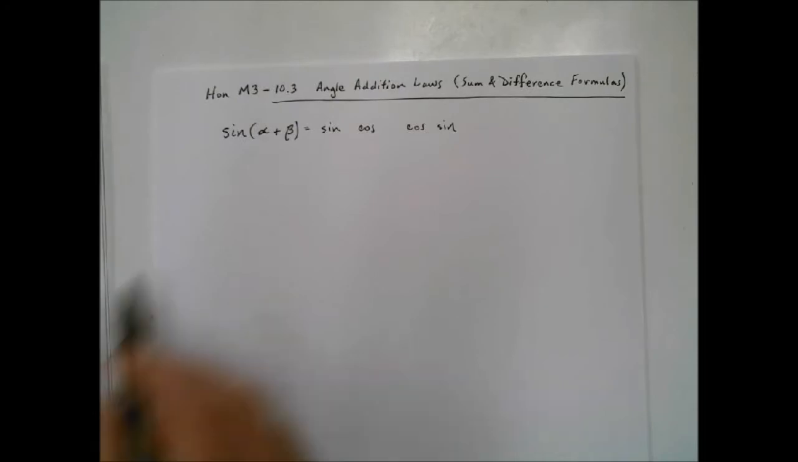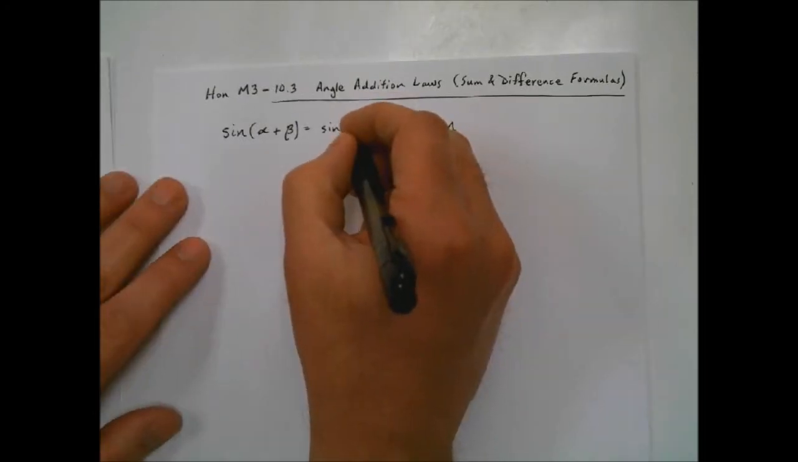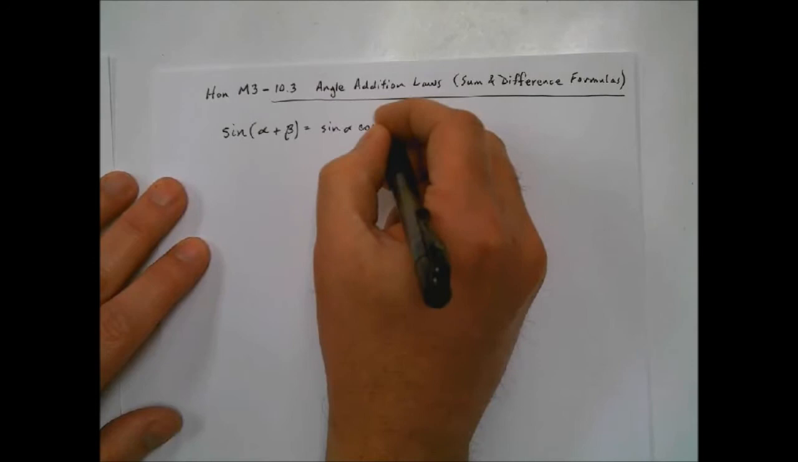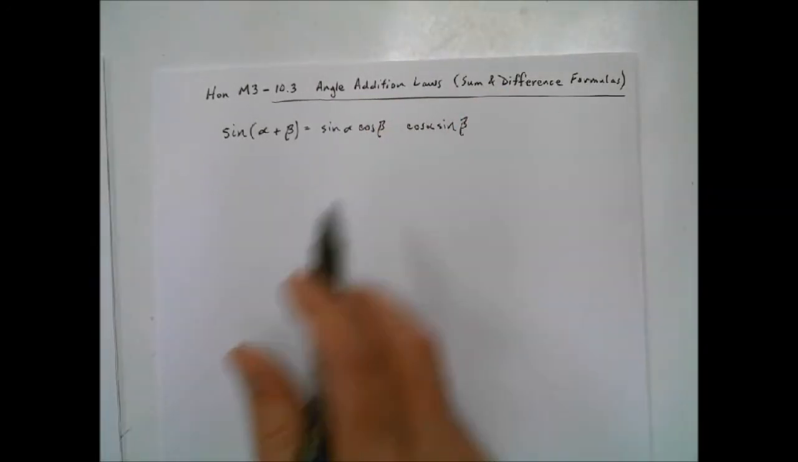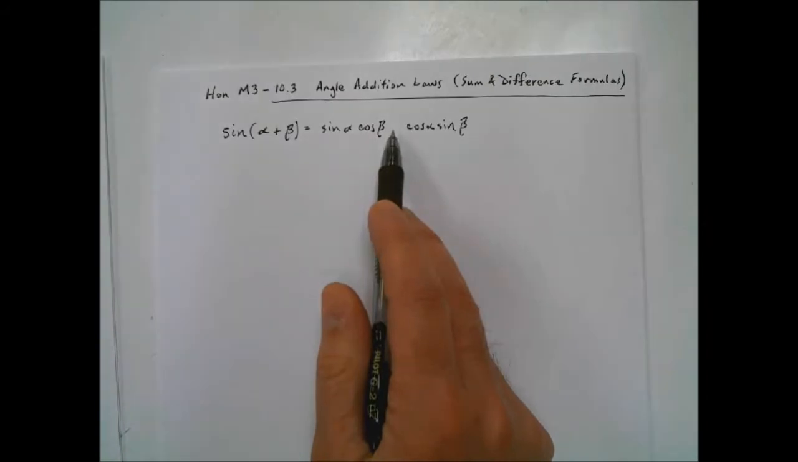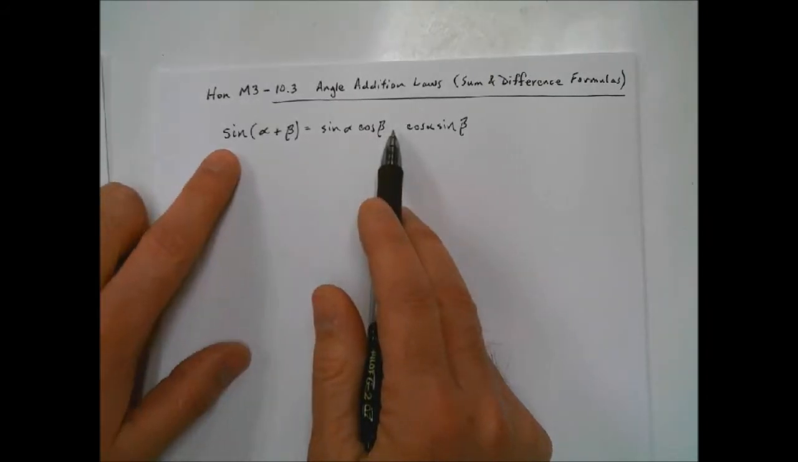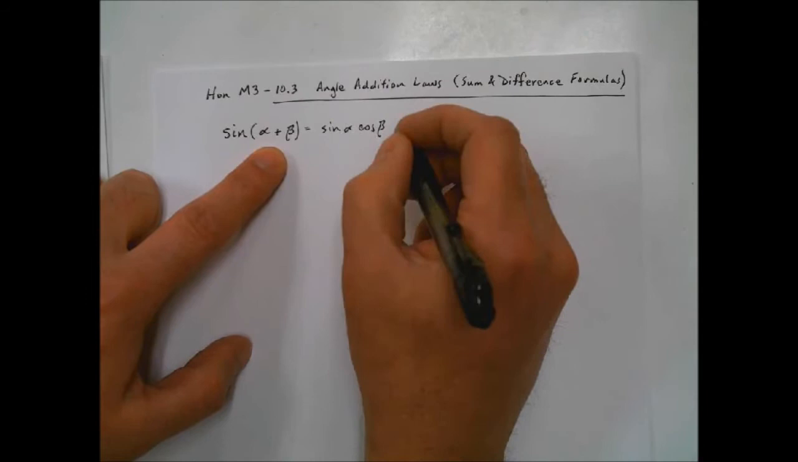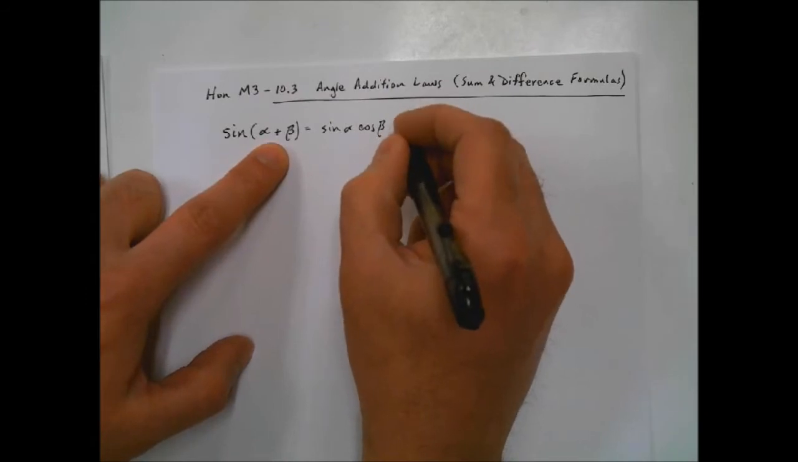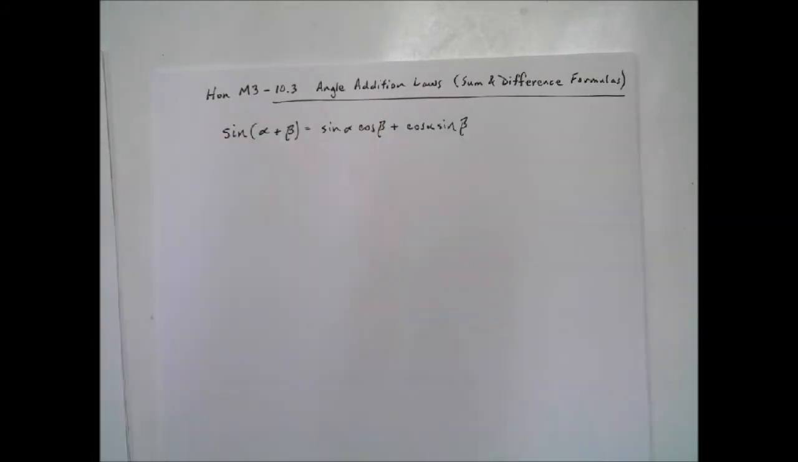So it goes in order. So alpha, beta, and then we have something in between. And sine starts with an S, and so it is sine same, or same sign. So if there's a plus here, there's a plus over here.